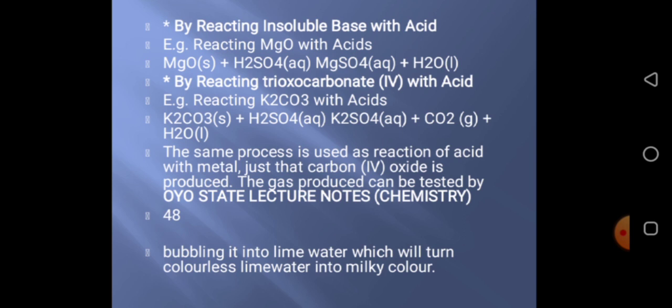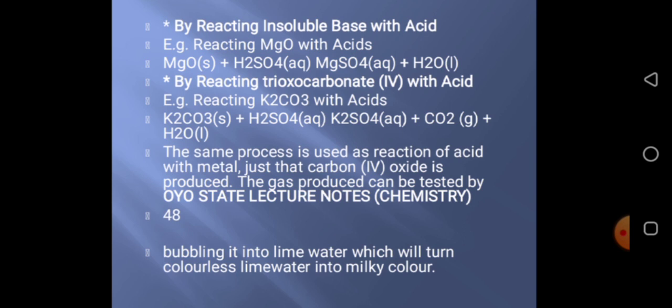By reacting trioxocarbonate 4 with acid. Example, reaction of potassium carbonate with acid. It will give potassium sulfate, carbon 4 oxide and water. So carbon 4 oxide is a gas.